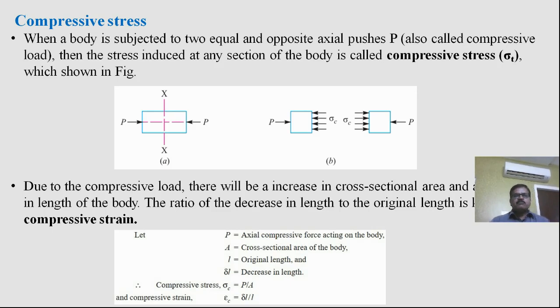Compressive stress. When the body is subjected to an axial force which is equal and opposite in direction, and that results in the reduced dimension in the direction of force, whereas tension is the increased dimension in the direction of force. The two forces acting away from each other result in tension. The two forces that are acting towards each other in the same line of action result in the compression. The compression results in reduced dimension or contraction, whereas tension results in the increased dimension or extension of the member.